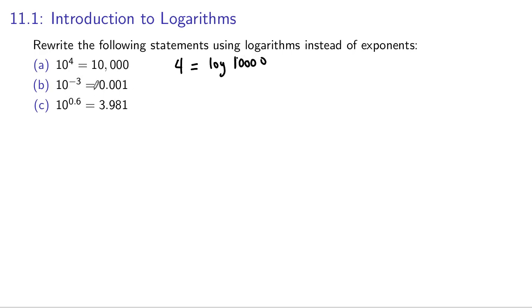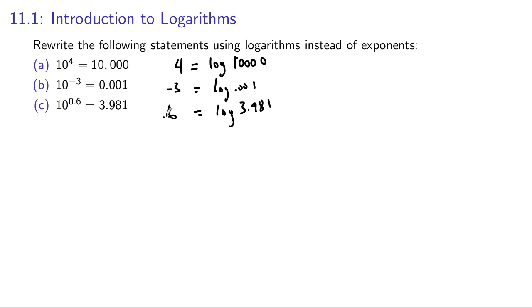Similarly, 10 to the negative 3 would be 0.001. So if we write log of 0.001, that would be negative 3, because that's the power we raised 10 to get 0.001. So basically, we're getting rid of the 10 to that and putting log in front of the other side. That's how we write a logarithmic equation that means the same thing.